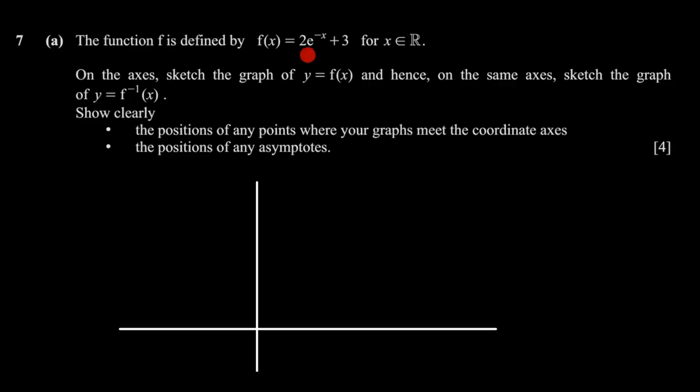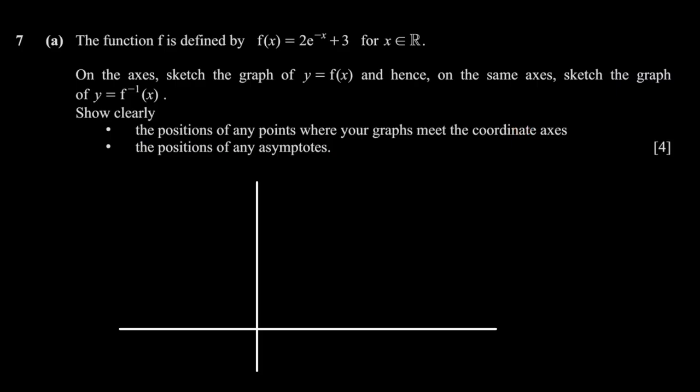Okay, then question 7. The function f is defined by 2e to the negative x plus 3 for all the real numbers. On the axis, sketch the graph of f of x, and hence on the same graph, sketch the graph of the inverse function. Show clearly the positions of any points where your graphs meet the coordinate axis and the positions of any asymptotes.